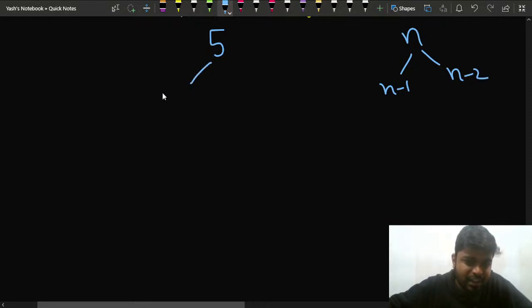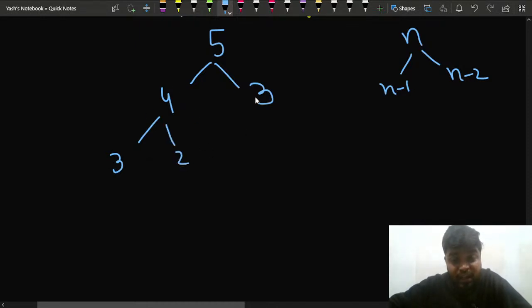So if I go to n minus 1, I would be at 4. If I go to n minus 2, I would be at 3. From this n, either I can go to n minus 1, so I would get 3, or I go to n minus 2, so I'll go to 2. From here I go to n minus 1, so I'll go to 2. If from here I go to n minus 2, it will be 1.